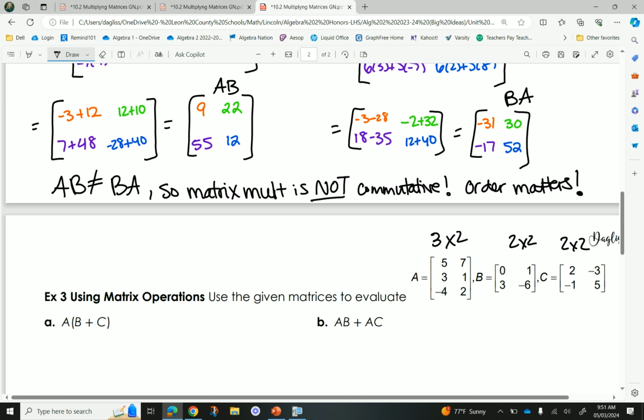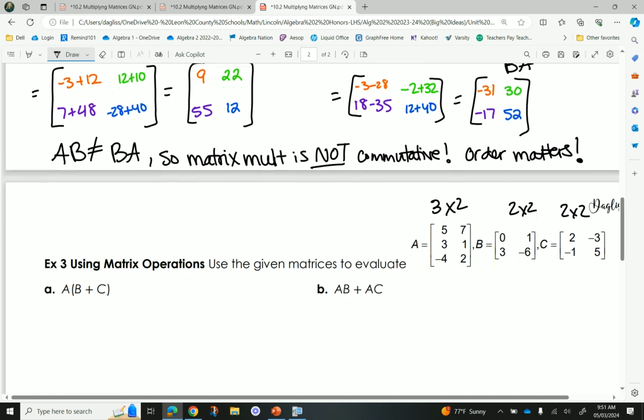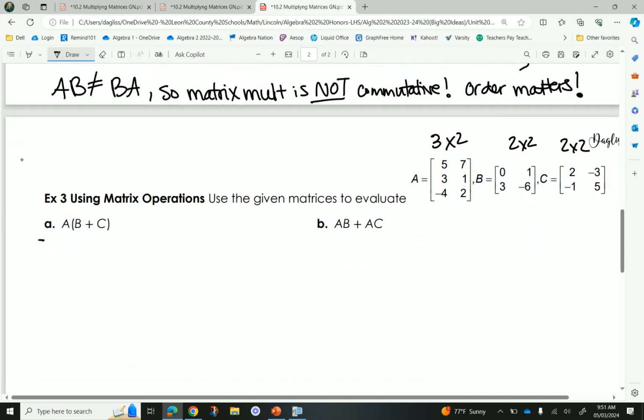All right, so let's add. Here we go. So matrix A, which is going to be 5, 3, and negative 4, 7, 1, and 2. I'm going to go ahead and add these together to help us with some room.